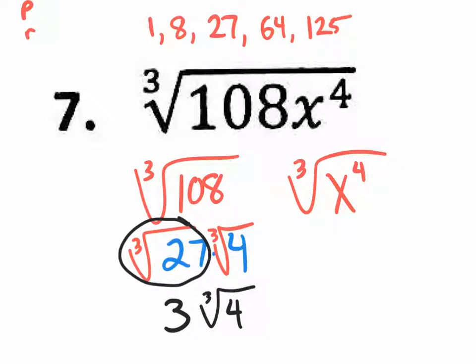And now we need to do this guy over here, the cube root of x to the 4th. So the cube root is kind of like taking that exponent and dividing it by 3. So you want something divisible by 3. 4 is not divisible by 3.